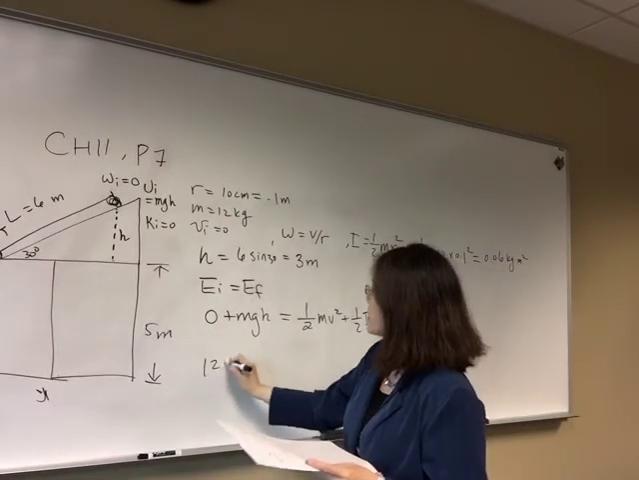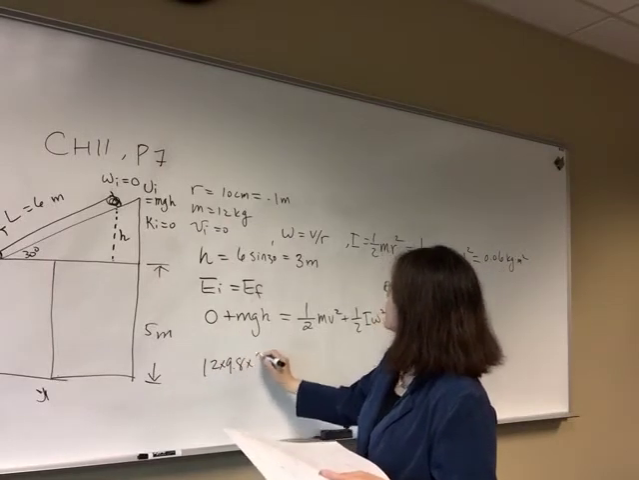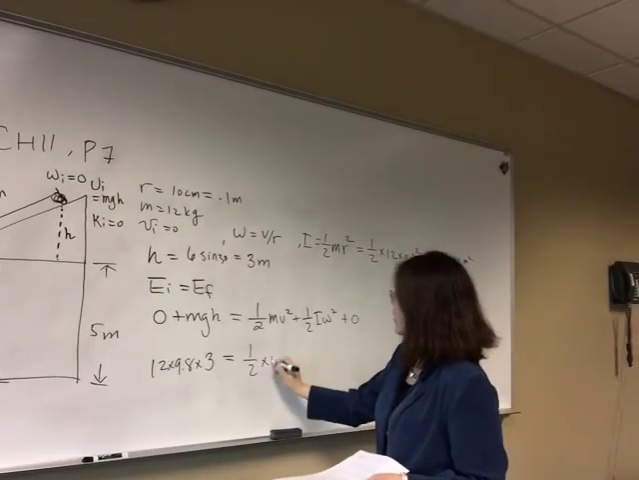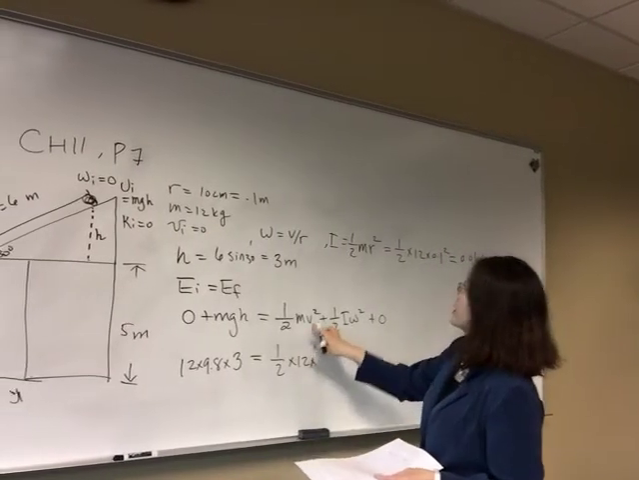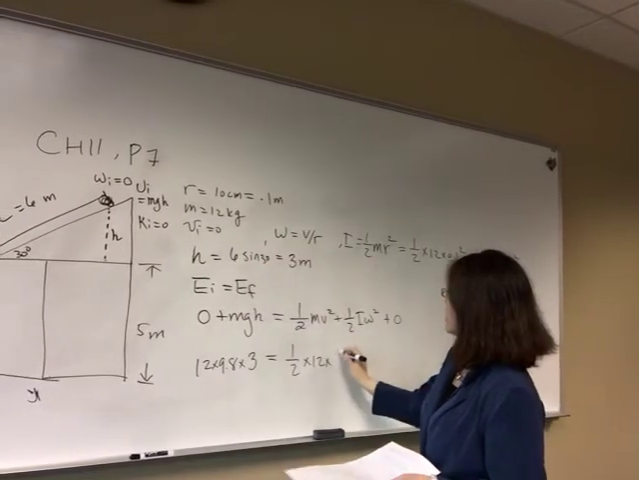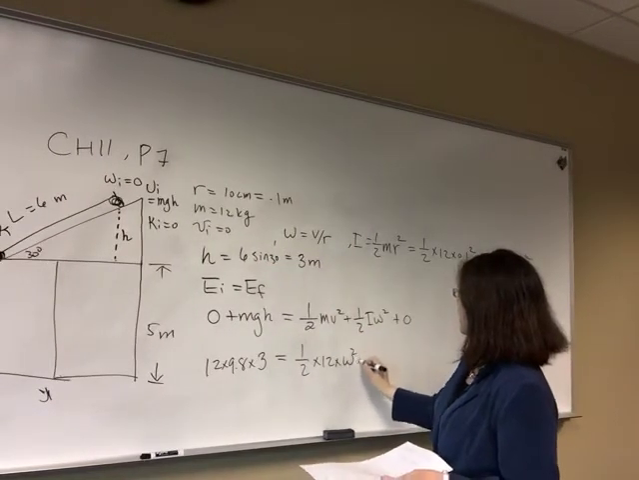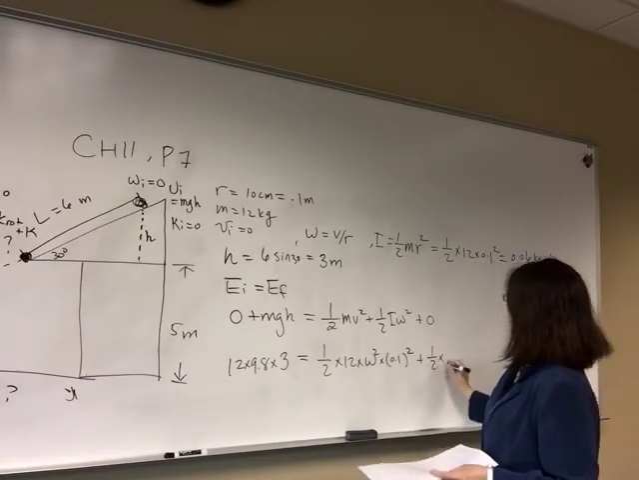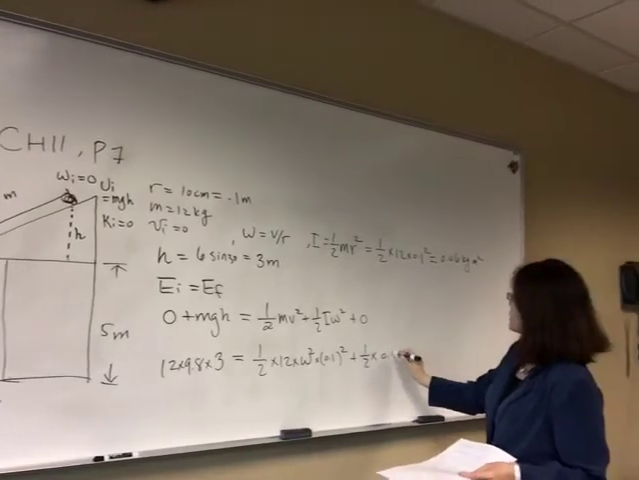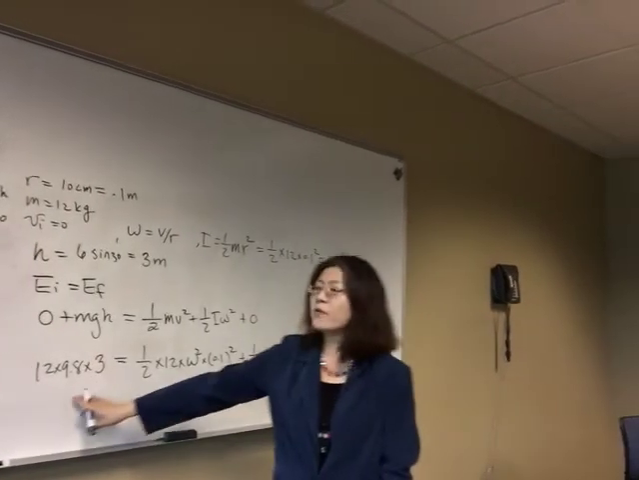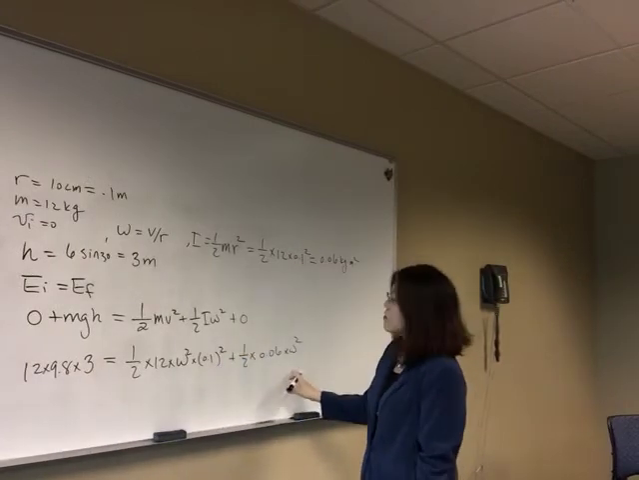You have your 12 times 9.8, and then times 3. That's equal to 1/2 times 12, and then times your v, because we are asked to find omega. So let's replace our v with that expression. So you have your omega squared, and then times your r squared, plus 1/2 times your I, which is 0.06, and then times your omega squared. So you can see that we have everything in front of us. The only thing unknown is your omega.